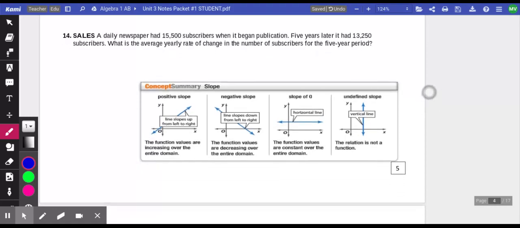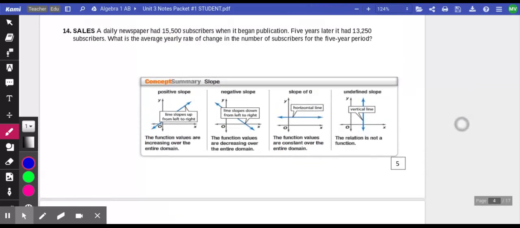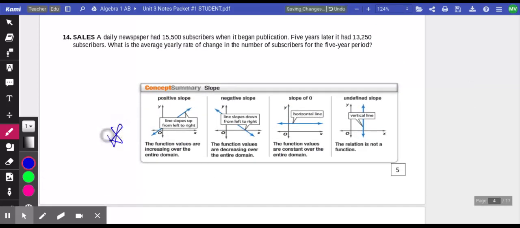And then here's an important note down here. Positive slope goes up from left to right. Negative slope goes down from left to right. 0 is horizontal. Undefined is vertical. That's very important. Please make sure you remember this.